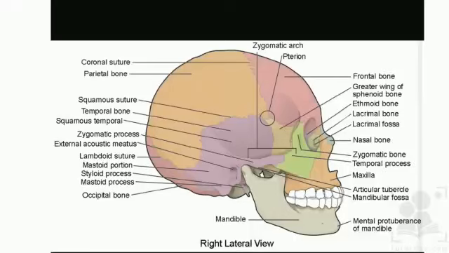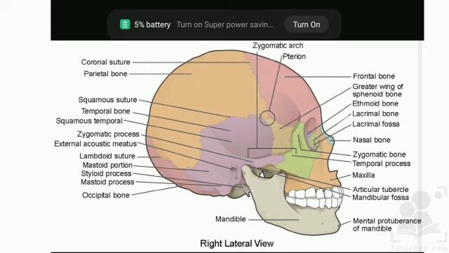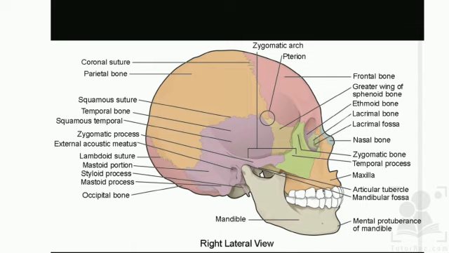The lateral surface of skull is mainly formed by the parietal bone at the back and frontal bone at the front. And there is also a smaller contribution from the squamous part of occipital bone. Here lies the squamous part of occipital bone.